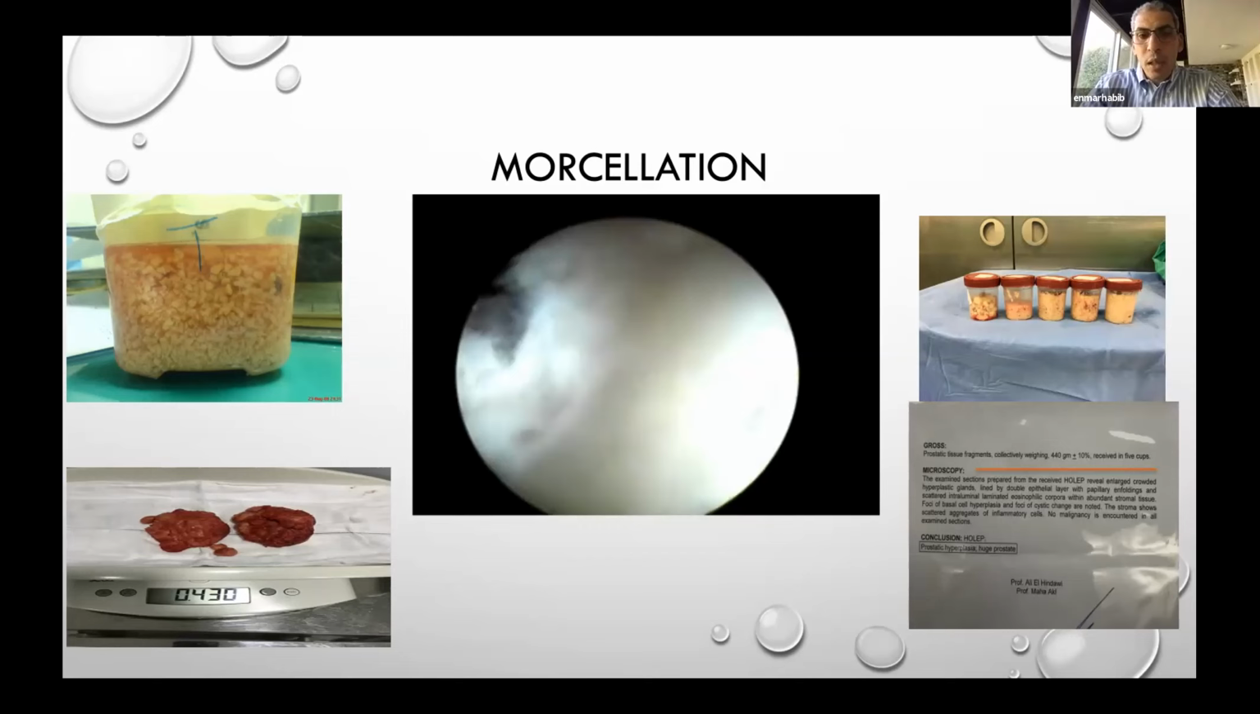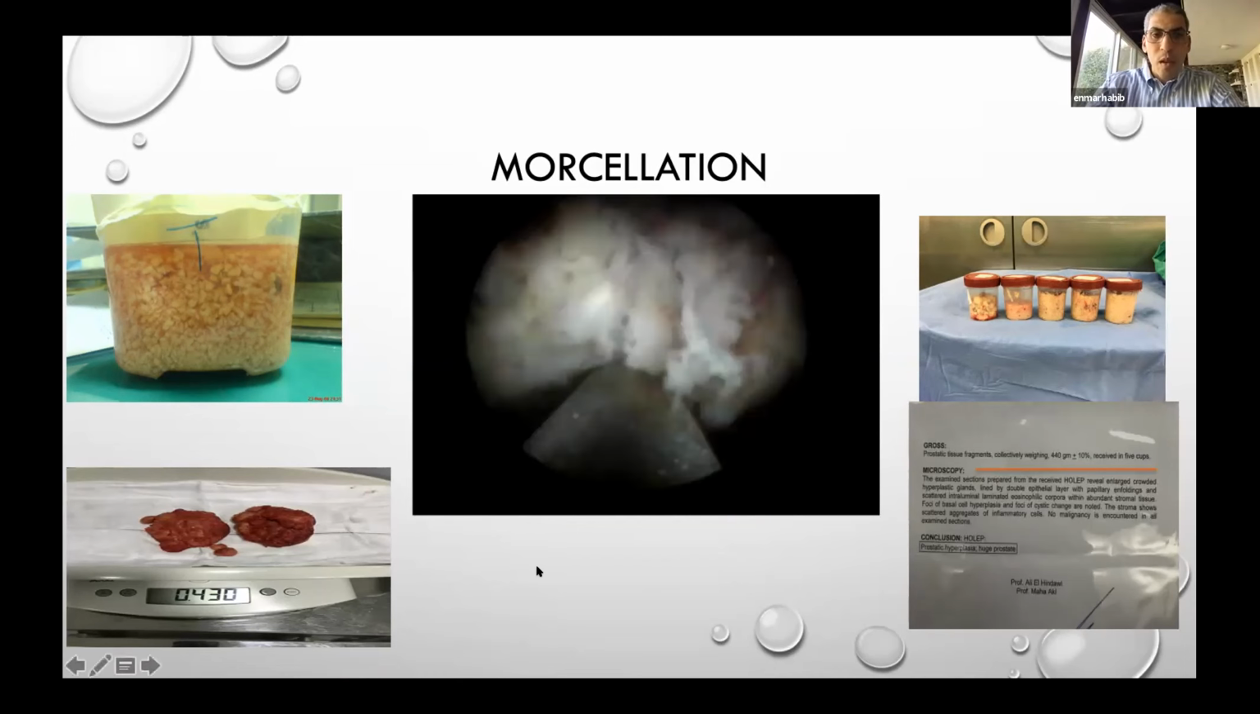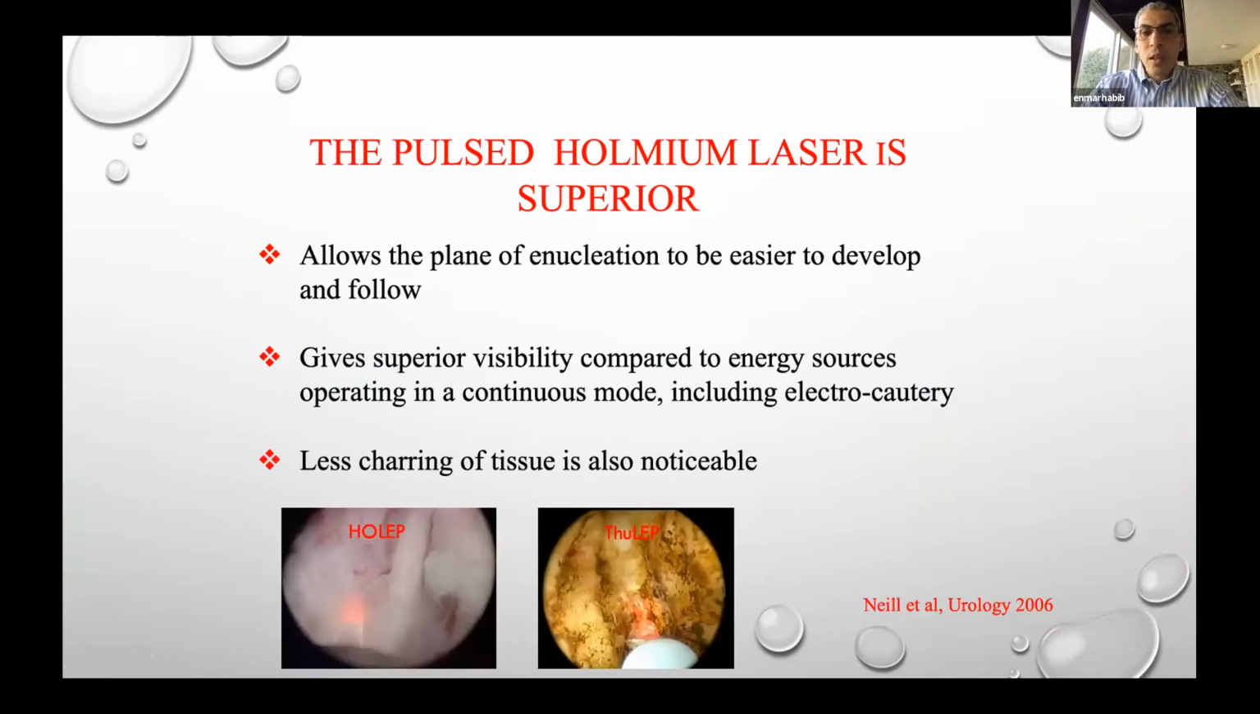After that, when you are 100% sure that you are grasping the adenoma, you press the foot switch fully to activate the morcellation. With the combination of HOLEP enucleation and morcellation, you can manage any size prostate. You can go up to a 600 gram prostate. You can do it endoscopically without the need of having a wound.